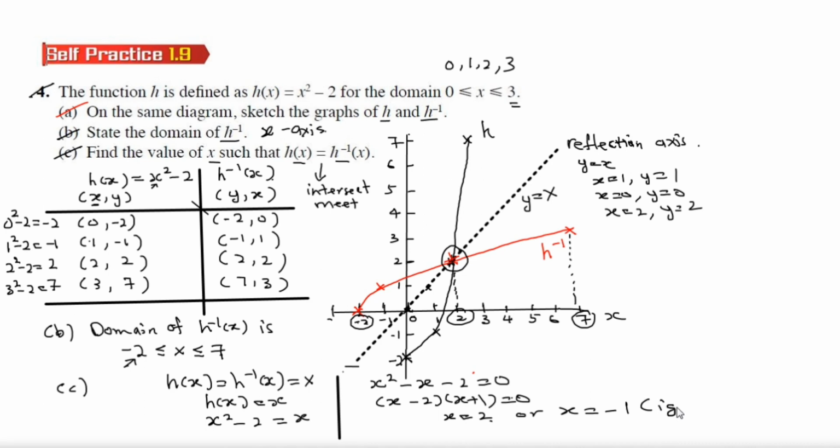You can ignore this because obviously in this diagram with the given domain, we cannot see that these two curves meet at x equals negative 1. Okay, only one point, only x equals 2. So the answer is x equals 2.